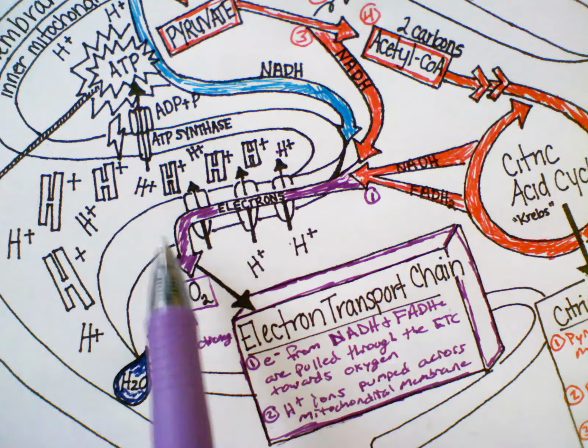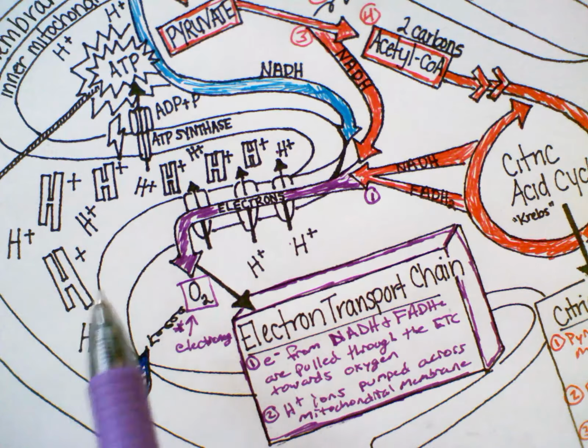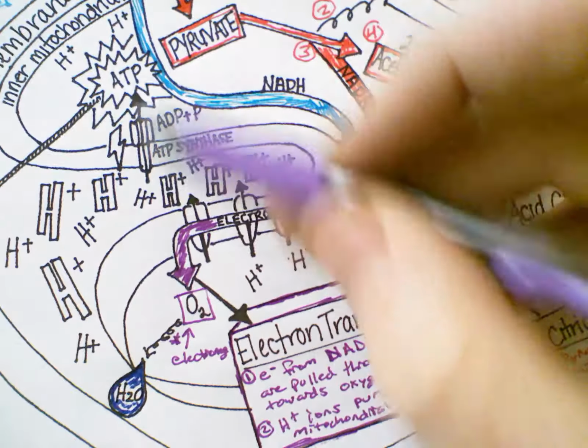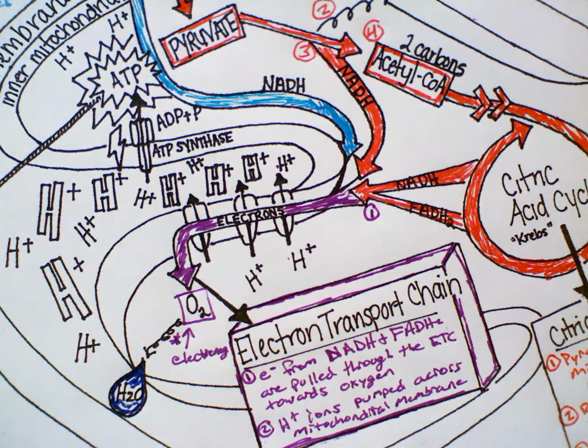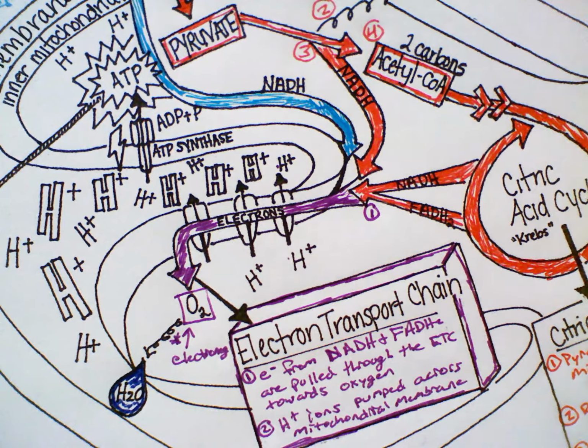Which way do these hydrogen ions want to go? They're going to want to fall back across to a lower concentration, right? And this is where the energy is going to come to make ATP. In this case, it's using the flow of the electrons to do it.